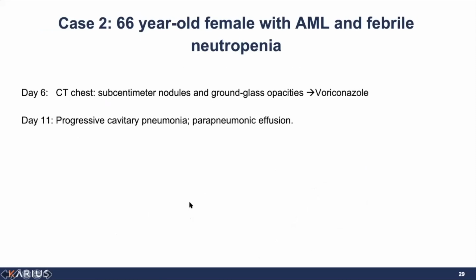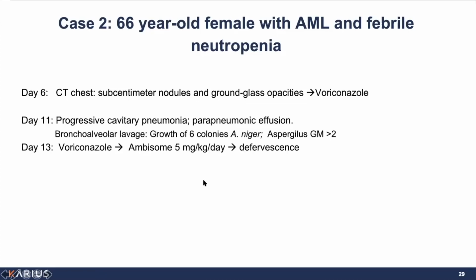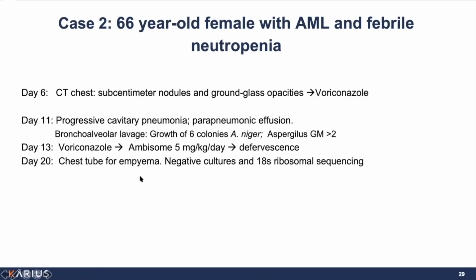Next, on day 11, she had progressive cavitary pneumonia with parapneumonic effusion, and she ended up getting a bronchoscopy, and the bronchoalveolar lavage grew 6 colonies of Aspergillus niger, and the Aspergillus galactomannan was also positive at greater than 2. Now, on day 13, she continued to have fevers, and voriconazole was switched to AmBisome, and she actually defervesced. But unfortunately, on day 20, she needed a chest tube for a worsening empyema. Her pleural cultures were negative, and the 18S ribosomal sequencing was also negative.